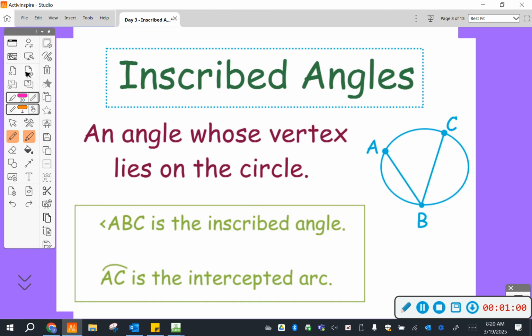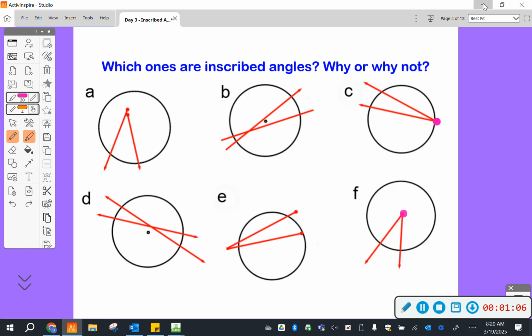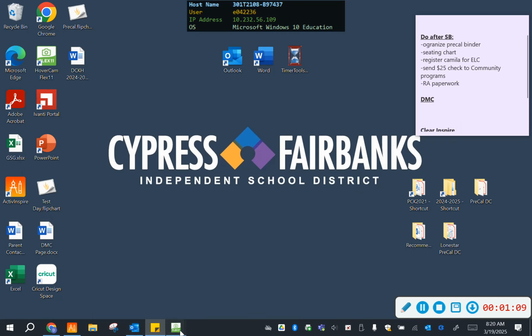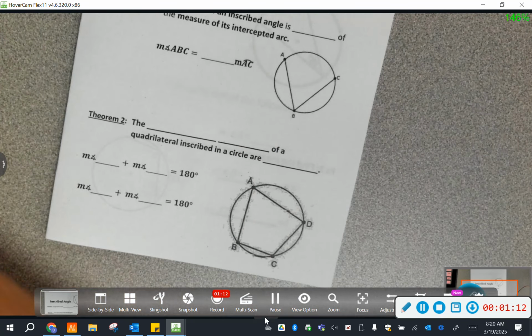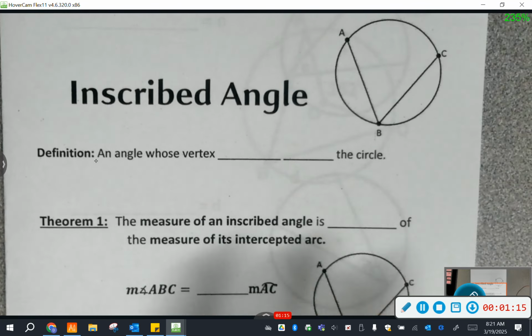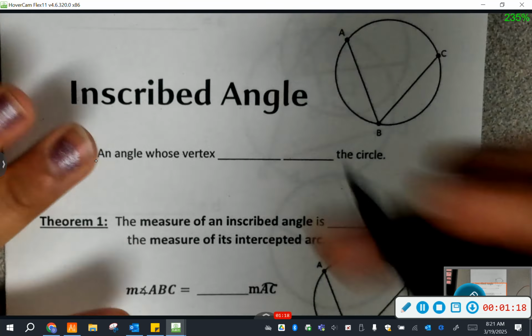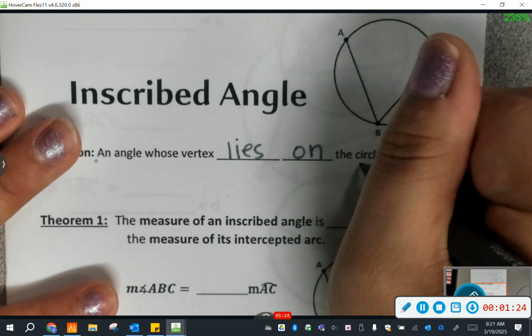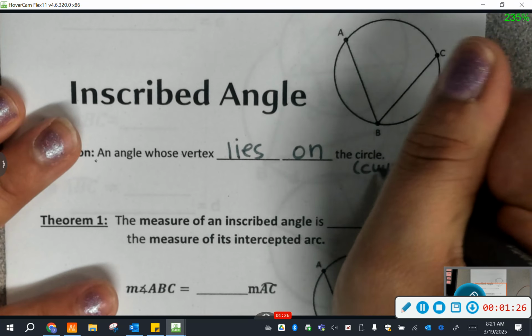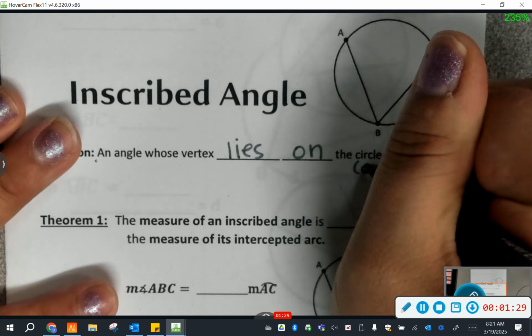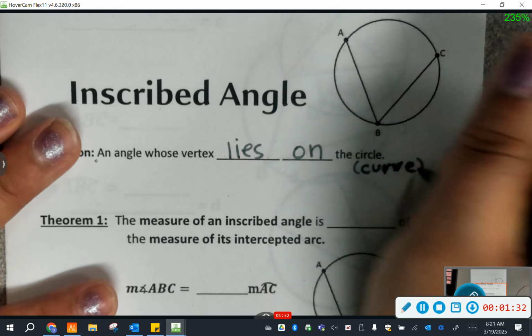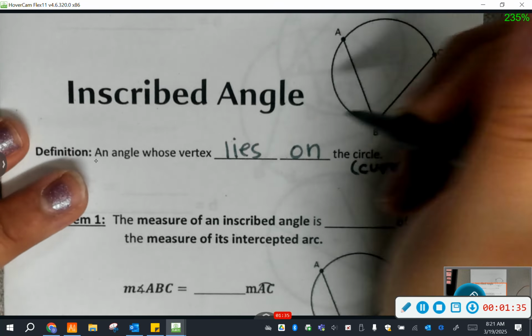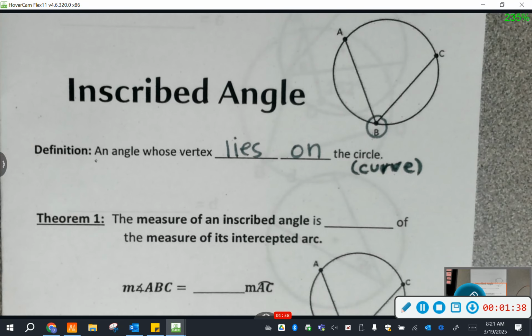So, if you fold your notes like a book, it says inscribed angle. The definition of an inscribed angle is an angle whose vertex lies on the circle or on this curve, C-U-R-V-E. So right here, point B is on my curve. Do y'all agree with that? Yes. This is an inscribed angle.